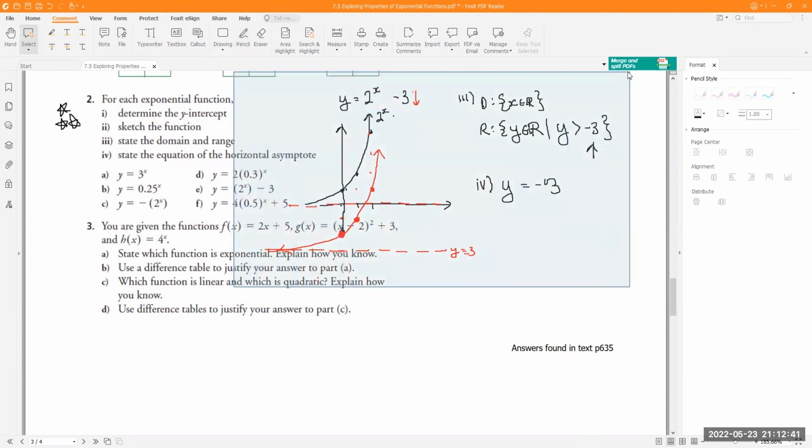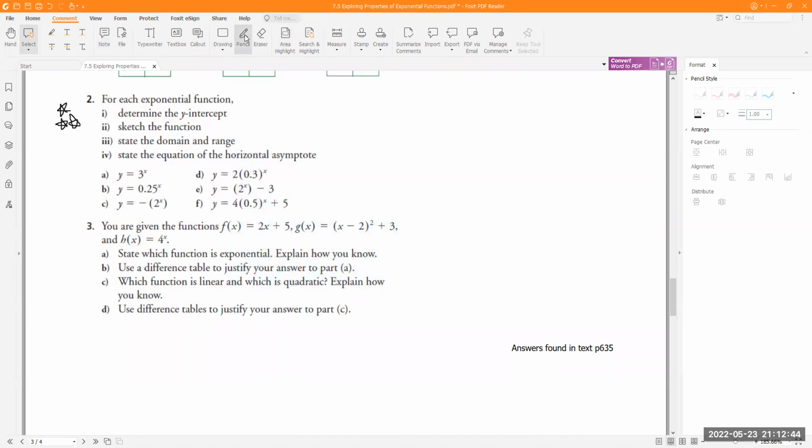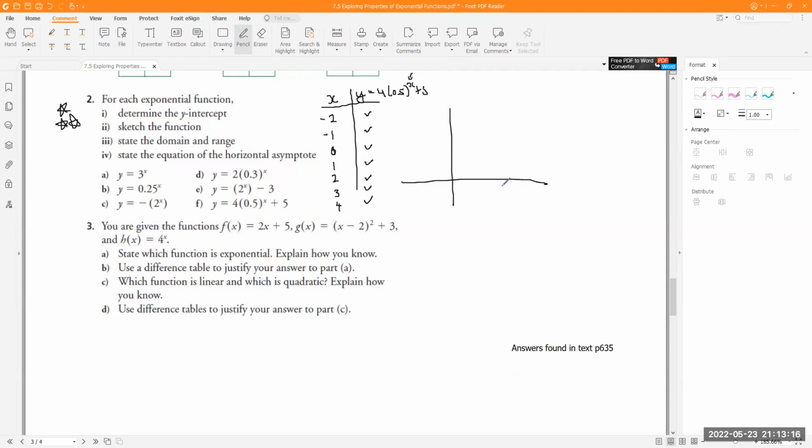When you are applying this, literally every single one of these, you can start with a table of values. So let's pretend you're doing a hard one, right? y equals 4(0.5)^x plus 5. Just start with -2, -1, 0, 1, 2. And if you need more points, just do 3, 4, and just solve it. Plug in a -2 here, plug in a -1 here, plug in a 0, 1, 2, 3, 4, and start getting your y values. And then you will start to plot it.